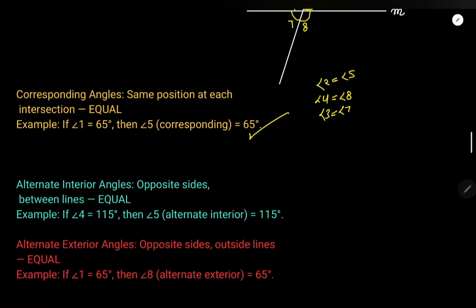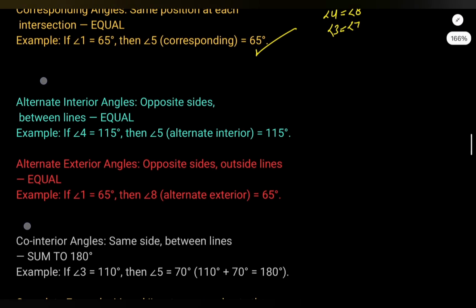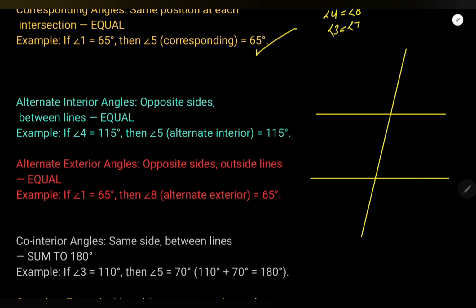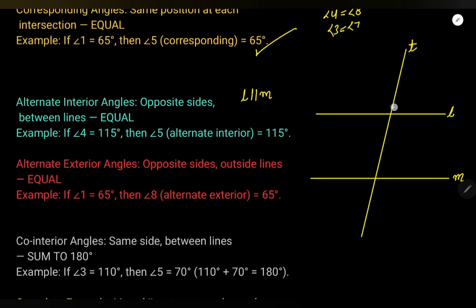After that we have alternate interior angles and alternate exterior angles. Now again I will draw two lines, and this is a transversal T. This is line L, this is line M. We usually represent like this. L is parallel to M, right? So now I will tell you about alternate interior angles. For that, this is 1, 2, 3, 4, 5, 6, 7, 8.